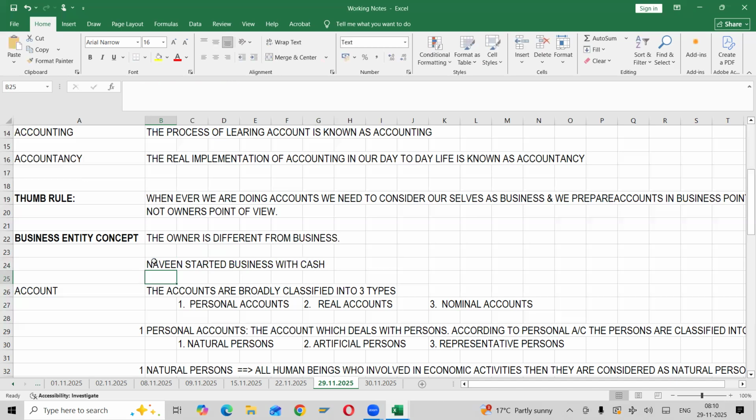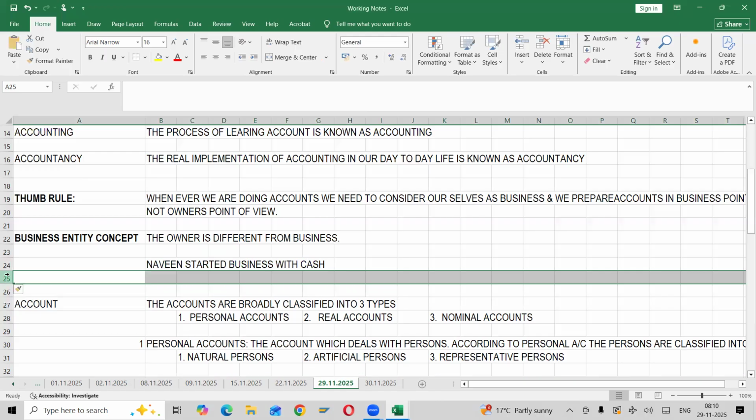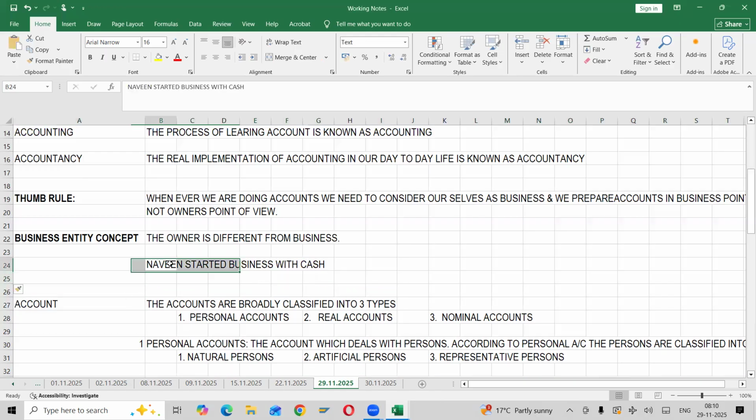How many persons are involved in this particular transaction? This is called a transaction. I'll tell you what a transaction means. How many persons are involved in this? Only Naveen, one. Only one? Are you sure? Yeah, Naveen is natural. Three.